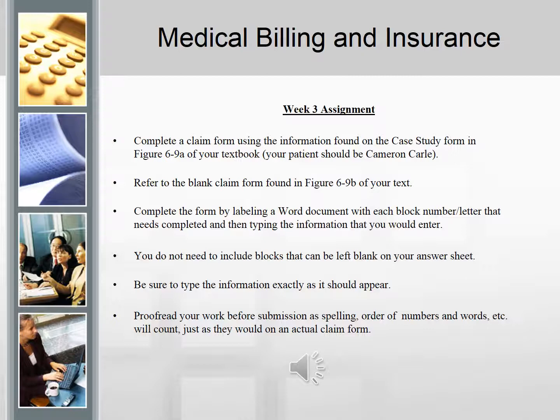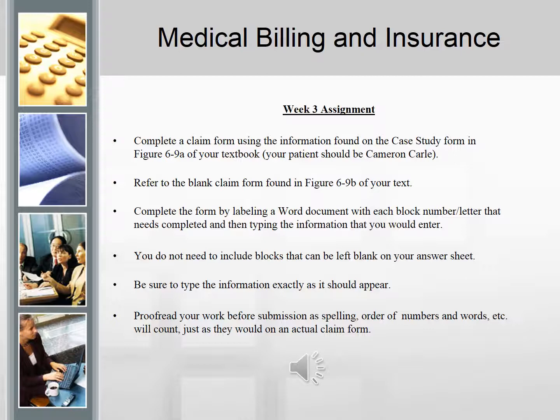So for instance, if the form is asking you for the patient's name, then you're actually entering the patient's name as it would appear. So if it's wanting last name, first name, then you are going to enter Carl, Cameron. Be sure that you're paying attention to spelling, to those order of words, as that stuff will count as it would on an actual claim form.